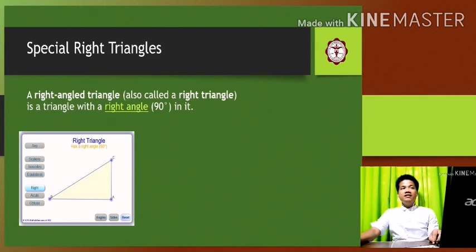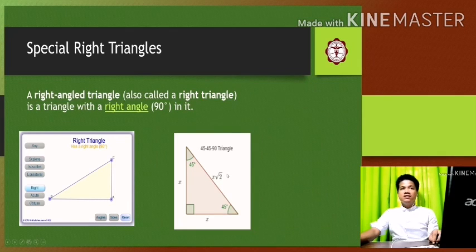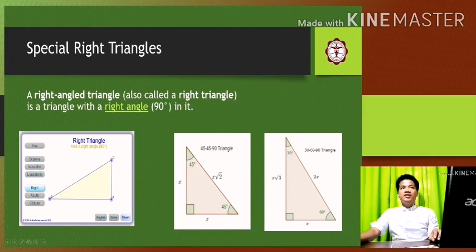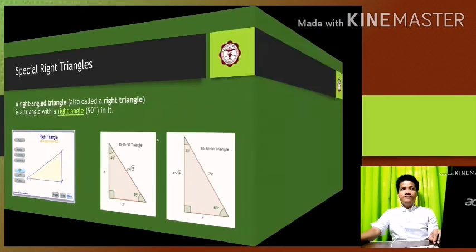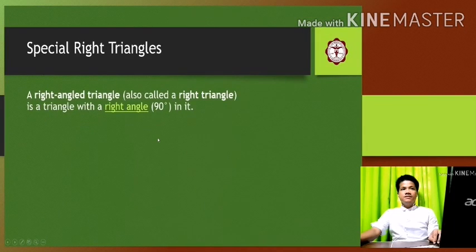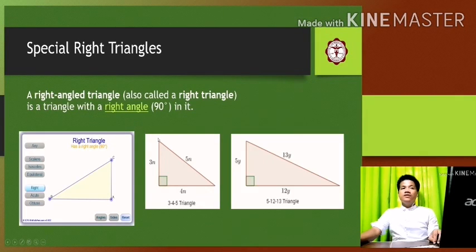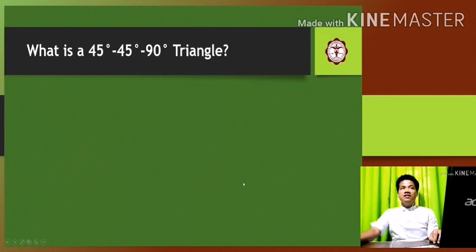We are given an example of a right triangle and an illustration of the two most commonly known special right triangles, the 45-45-90 triangle and the 30-60-90 triangle. There are also other types of special right triangles, the 3-4-5 triangle and the 5-12-13 triangle. But we will only be focusing on the 45-45-90 triangle and the 30-60-90 triangle.